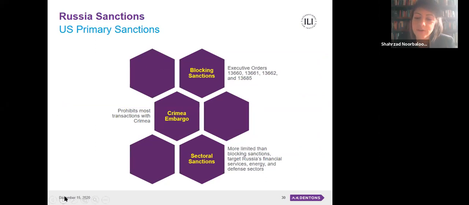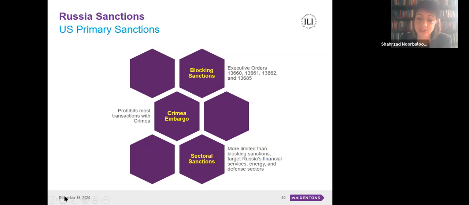Current primary sanctions fit into three general categories: blocking sanctions, the embargo on Crimea, and sectoral sanctions. As to blocking sanctions, the U.S. has imposed such sanctions on a wide range of Russian and Russia-related individuals and entities through several executive orders, including Executive Order 13660, 13661, 13662, and 13685. These executive orders allow the Secretary of the Treasury to block or freeze the property and interest in property within U.S. jurisdiction of any person that has been found to operate in Crimea, be a leader of an entity in Crimea, be owned or controlled by, or have acted or purported to act on behalf of persons whose properties are blocked, or to have materially assisted such persons.